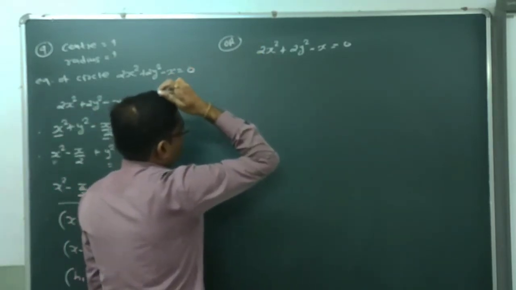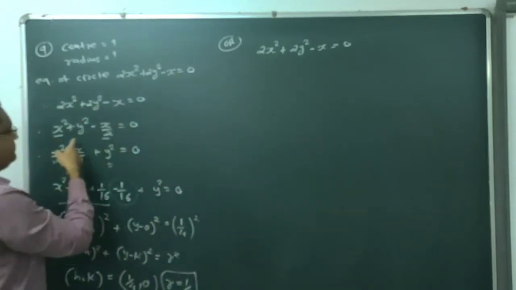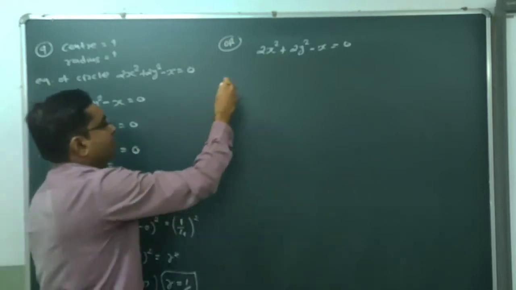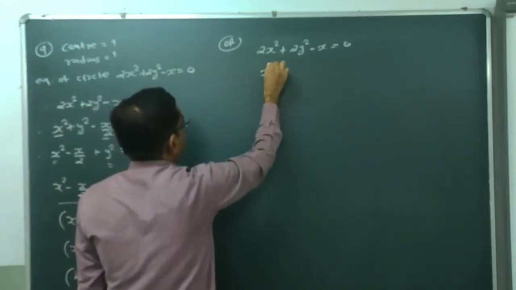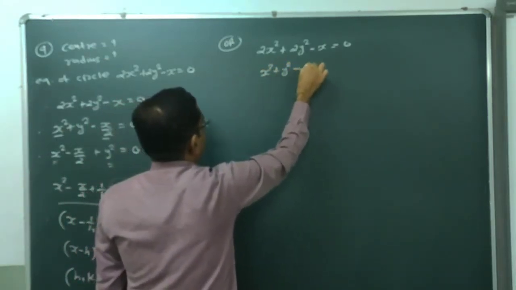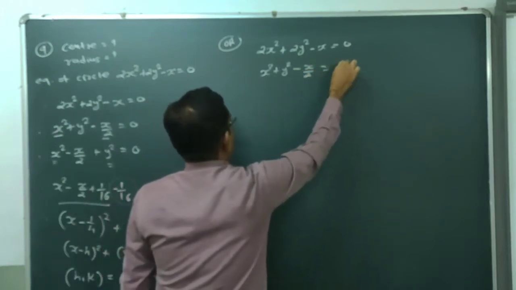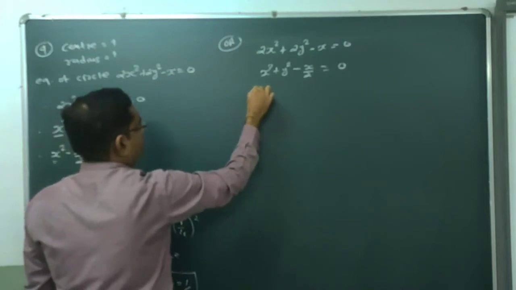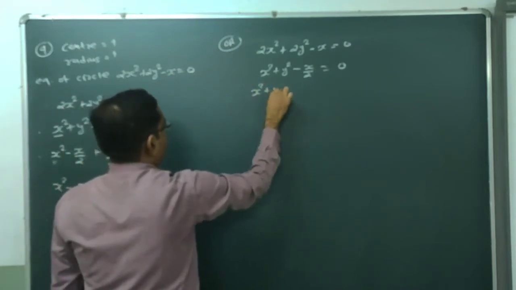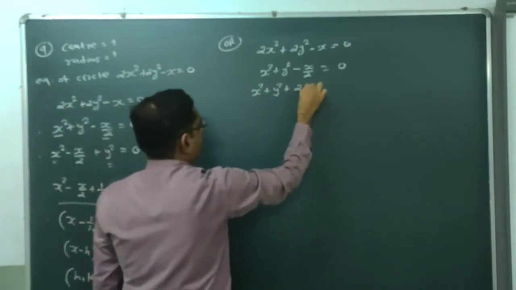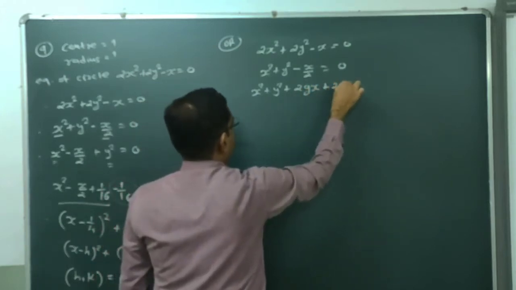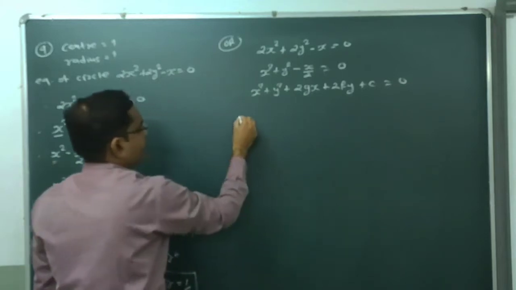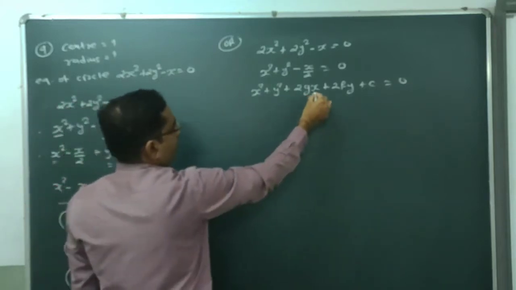So what you have to do? Same. We have to remove the coefficient of x square and y square. So it's x square plus y square minus x by 2 equal to 0. Compare this equation with x square plus y square plus 2gx plus 2fy plus c equal to 0. So this will be the comparison.